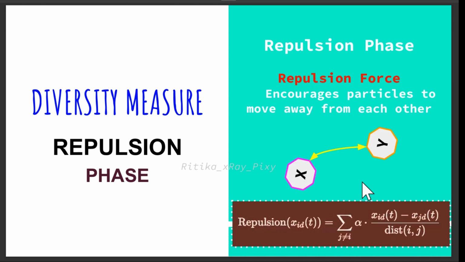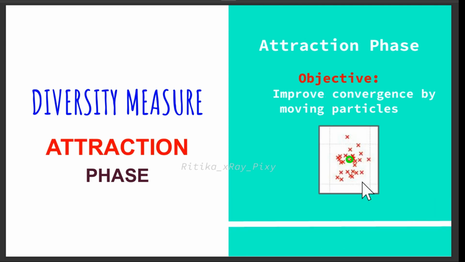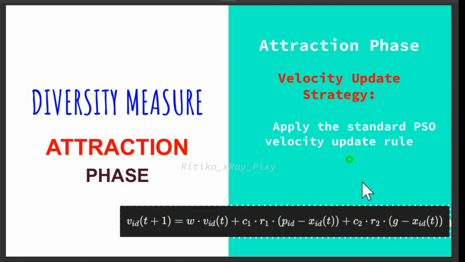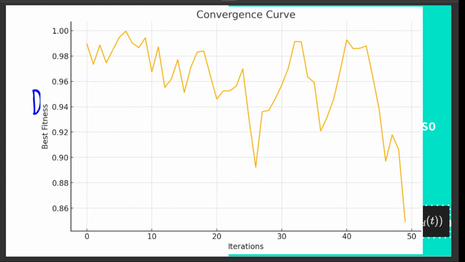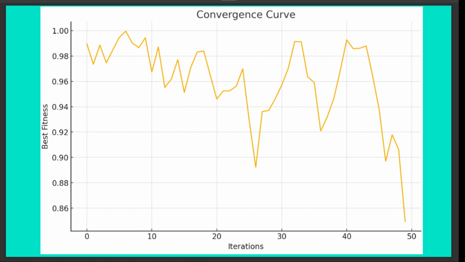So in the repulsion phase, we are using repulsion force to increase the particle spread in the search space. In the attraction phase, we will use the standard velocity update rule to focus on exploiting the best solution. This strategy can help us balance between exploration and exploitation, and this can enhance the PSO performance and reduce the risk of premature convergence.